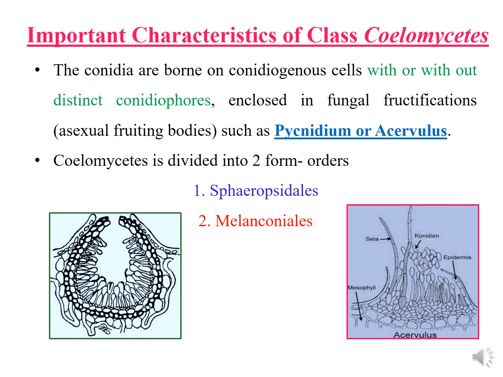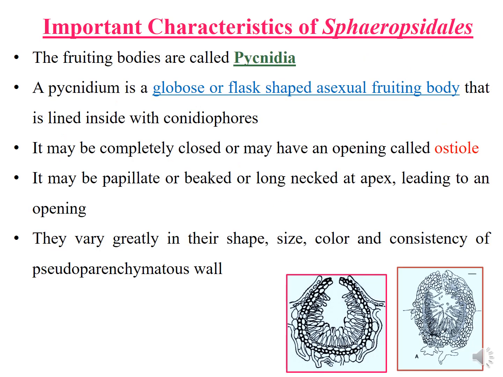Coming to the important characteristics of class Coelomycetes. Here the conidia are borne on conidiogenous cells with or without distinct conidiophores, enclosed in fungal fructifications such as pycnidium or acervulus. These are like fruiting bodies, asexual fruiting bodies. So here conidiophores may or may not be present. And the Coelomycetes is, as already told, divided into two form orders, one is Spheropsidiales and the second one is Melanconiales. So coming to the characteristics of the Spheropsidiales, the fruiting body is generally what we call a pycnidium.